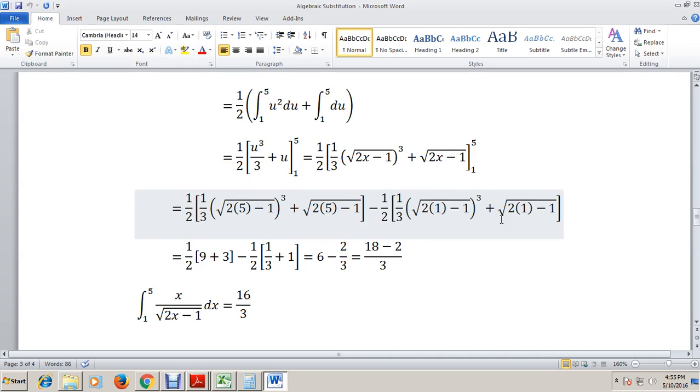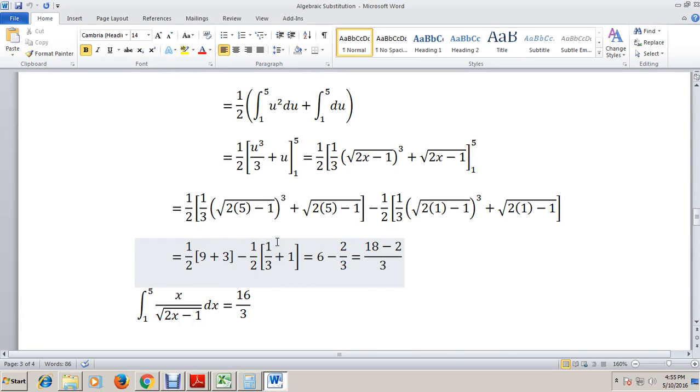Also, you have plus 2 times 1 gives you 2, 2 minus 1 gives you 1, square root of 1 gives you 1. So this means you actually have 1/3 plus 1. So that is 1/3 plus 1. That gives you 4/3 times 1/2 outside.